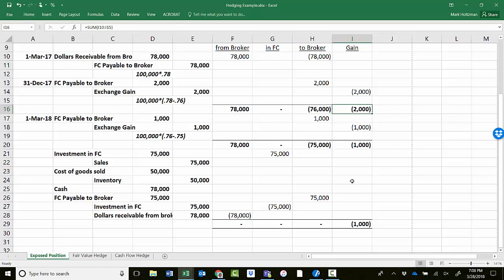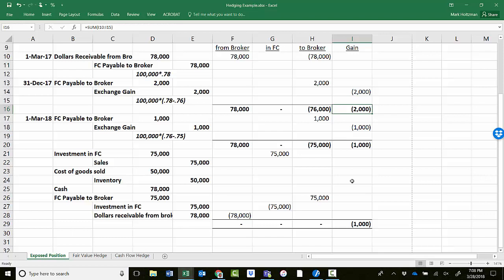So I credit investment in foreign currency for 75,000 and debit foreign currency payable to broker for $75,000. In exchange for that, I receive $78,000 in cash, and I credit dollars receivable from broker for $78,000. And now everything has been cleaned out. My balance sheet is totally clean.